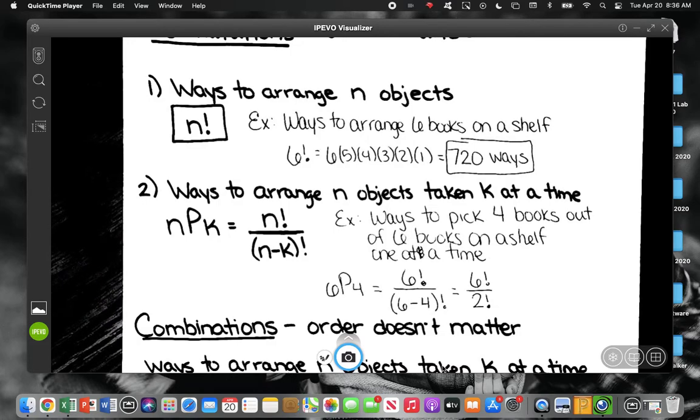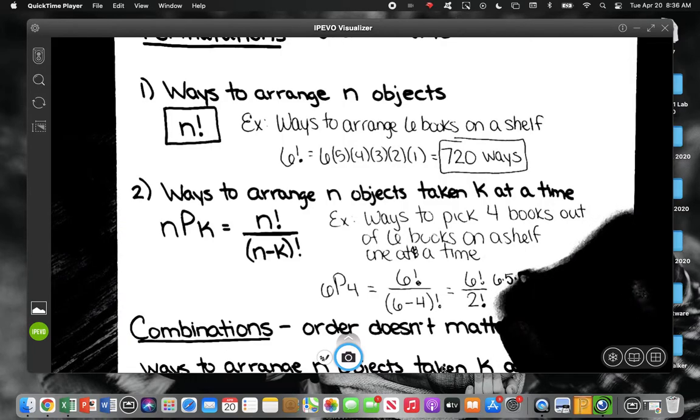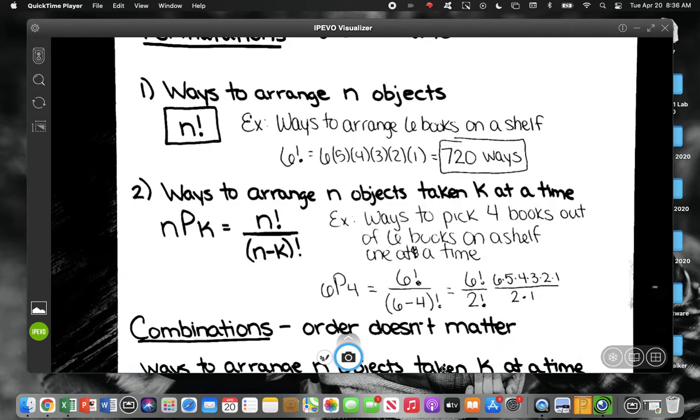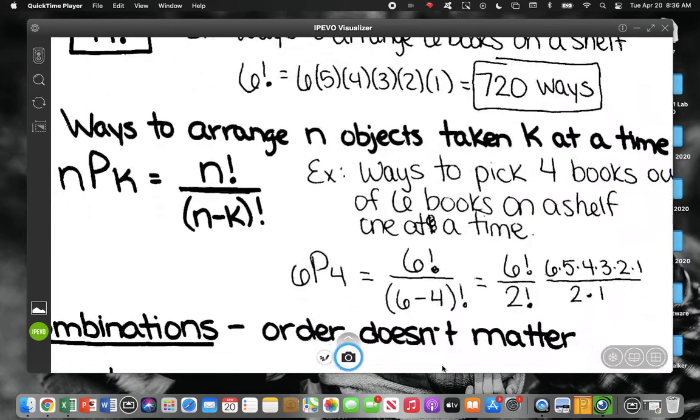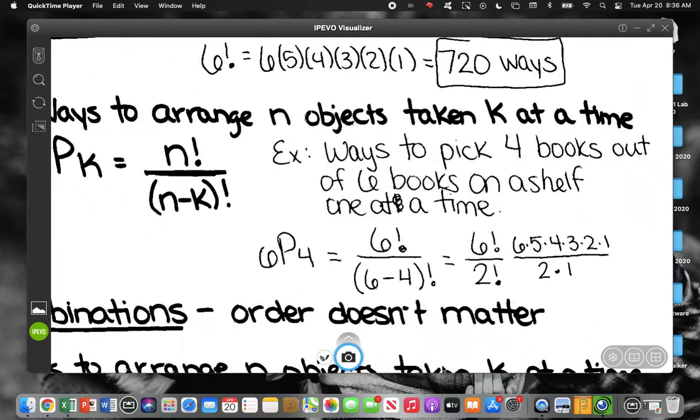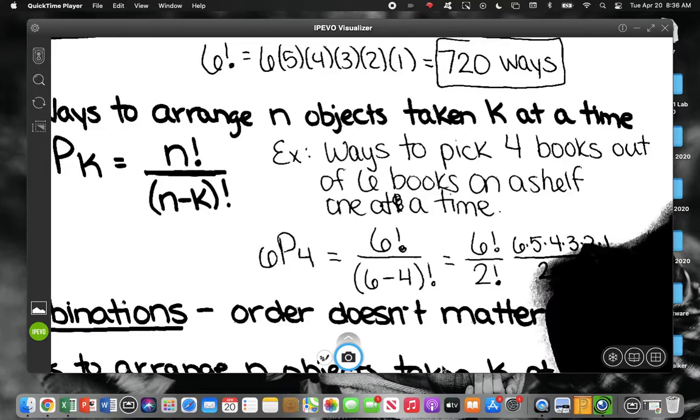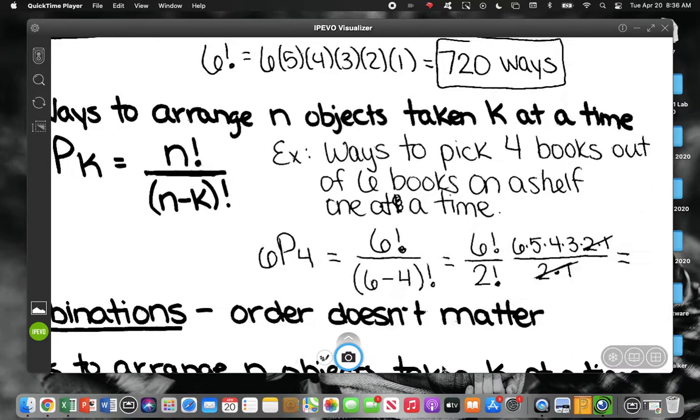So 6 factorial means we're going to multiply 6 all the way down to 1. And then 2 factorial is just 2 times 1. What do we have on top and bottom that we could cancel? The 2 and the 1. So our 6 factorial goes from 6 all the way to 1. The 2 factorial is just 2 and 1, but we have a 2 times 1 on top and bottom. So then you guys can multiply 6 times 5 times 4 times 3. What do we got? 360.